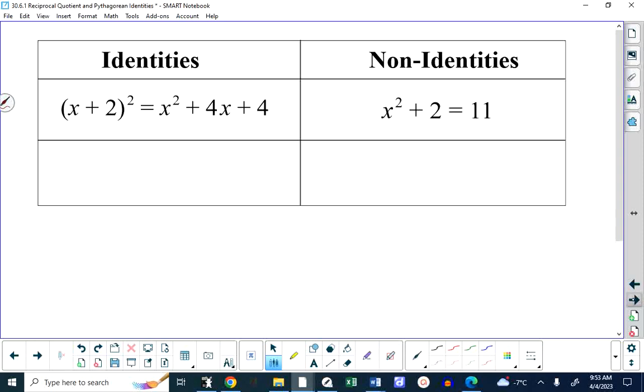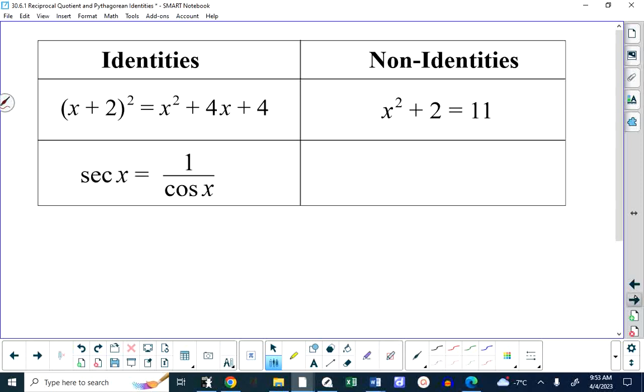This is an equation that's not always true. Is it ever true? Yeah. When x is 3, it's true, isn't it? 3 squared is 9, plus 2 is 11. When x is negative 3, it's true. But when x is 5, it's not true. So that's not an identity. It is an equation. This is an identity.